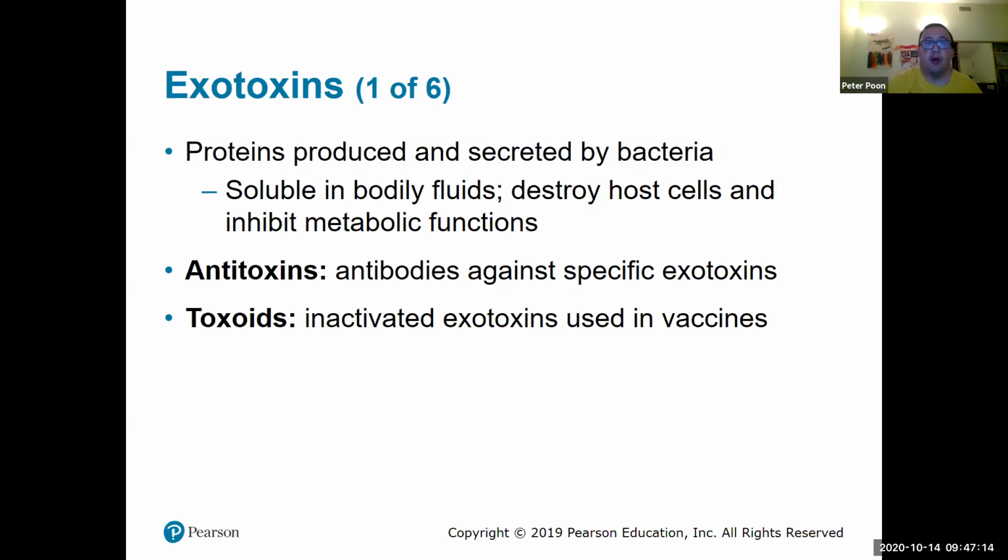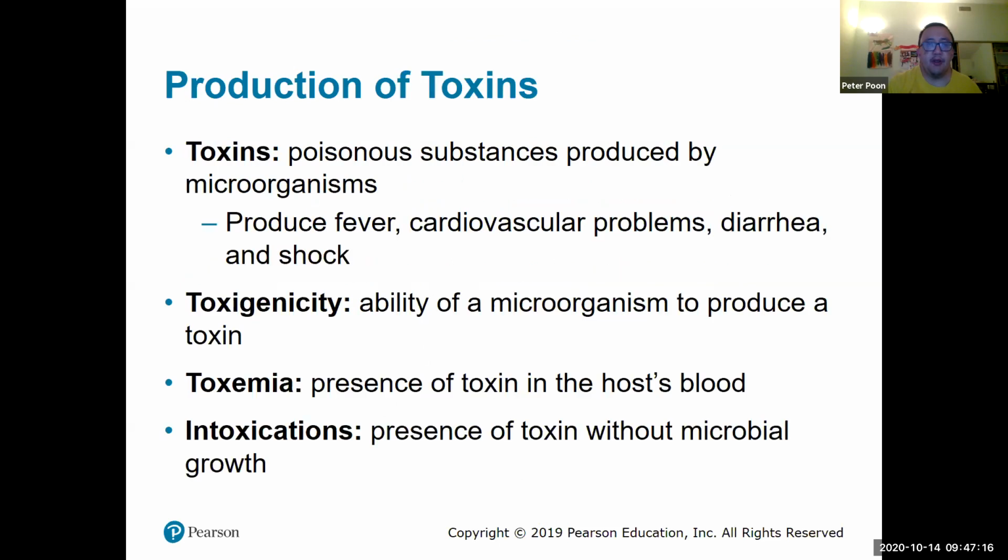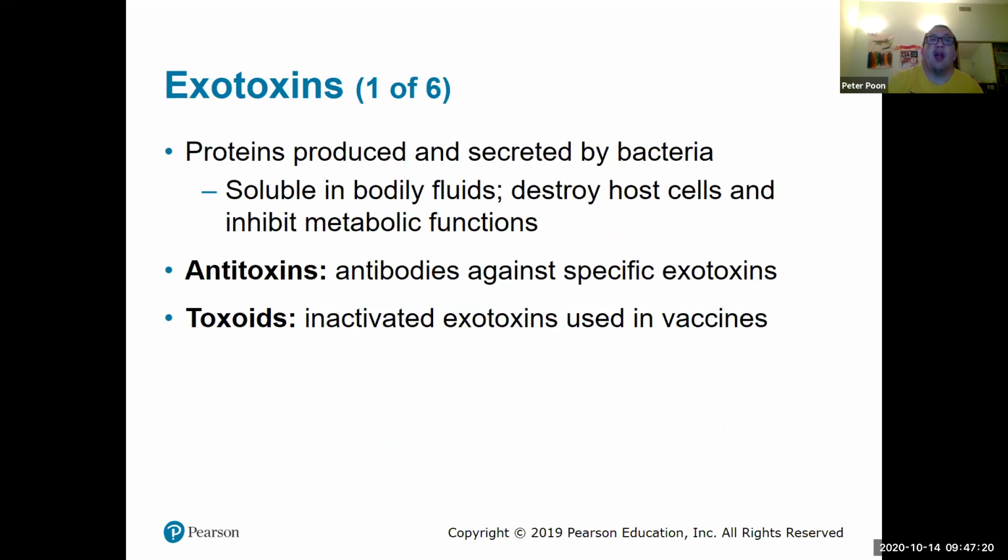There are two types of toxins, endotoxin and exotoxin. Let's talk about exotoxin first. Exotoxin is excreted from the bacteria. It's soluble. It destroys whole cells. It inhibits metabolic functions. It is designed to harm you in some way that is beneficial to the bacteria.